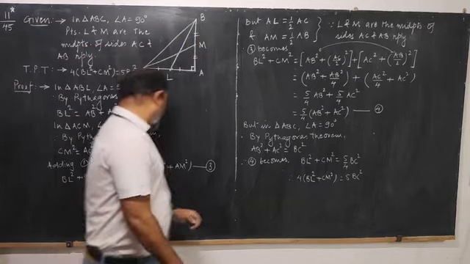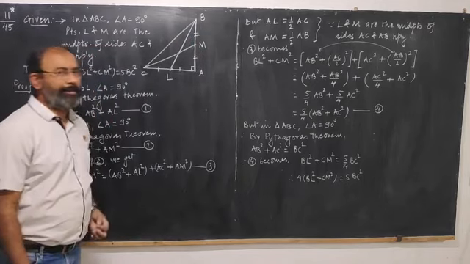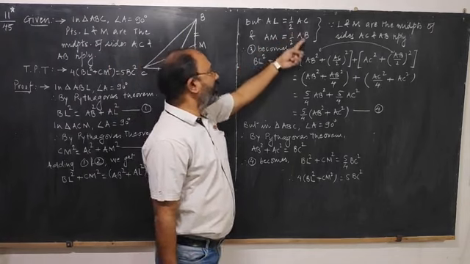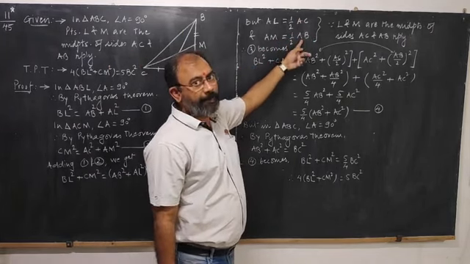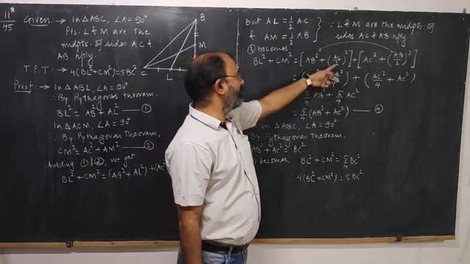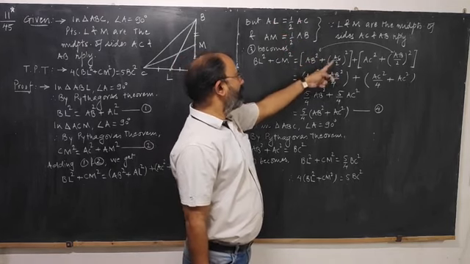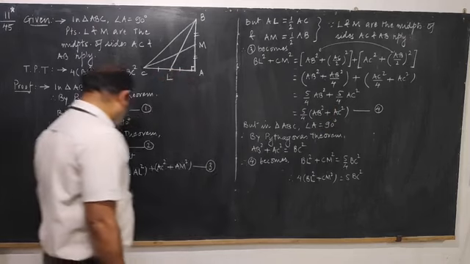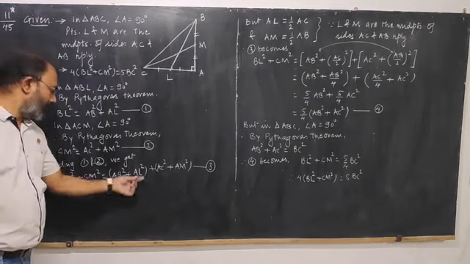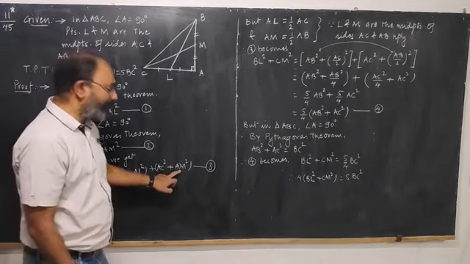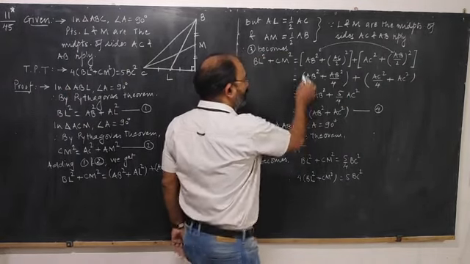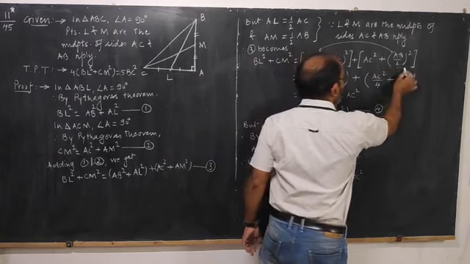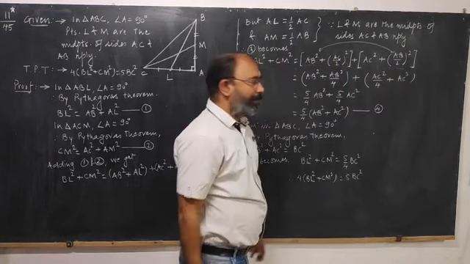So AL and AM will be replaced by their new equivalents. Half AC can be written as AC by 2, and half AB can be written as AB by 2. We did the same thing. In place of AL, we wrote AC by 2 whole square, and in place of AM, we wrote AB by 2 whole square. Now there are 2 terms containing AB square. If I simplify this, this comes out to be AB square by 4.